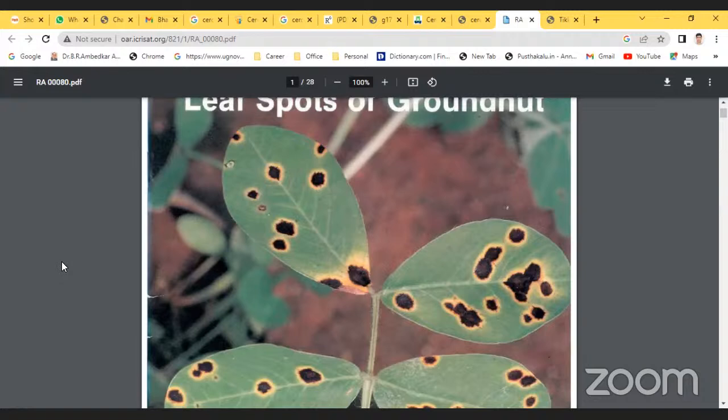Then we will go for how to control this fungus. Then we will go to the pesticide shops and use pest management. That is a different story. So these are the symptoms.